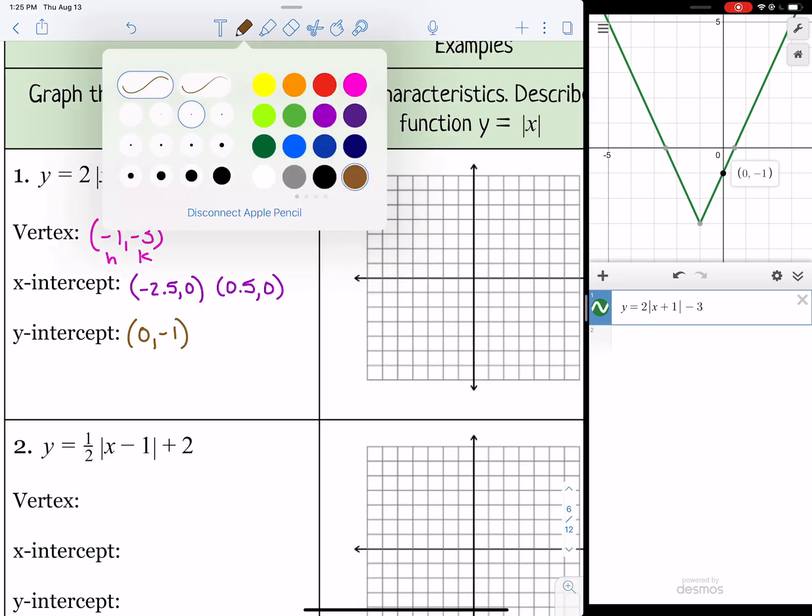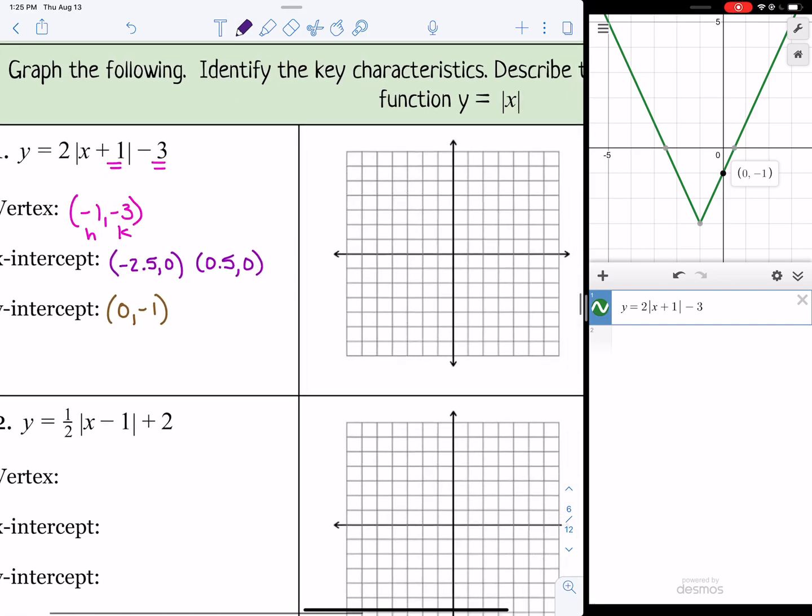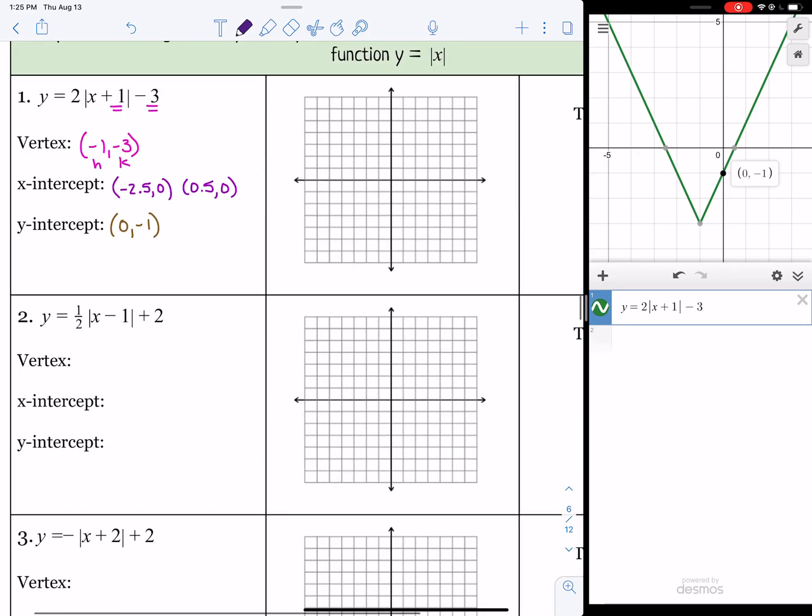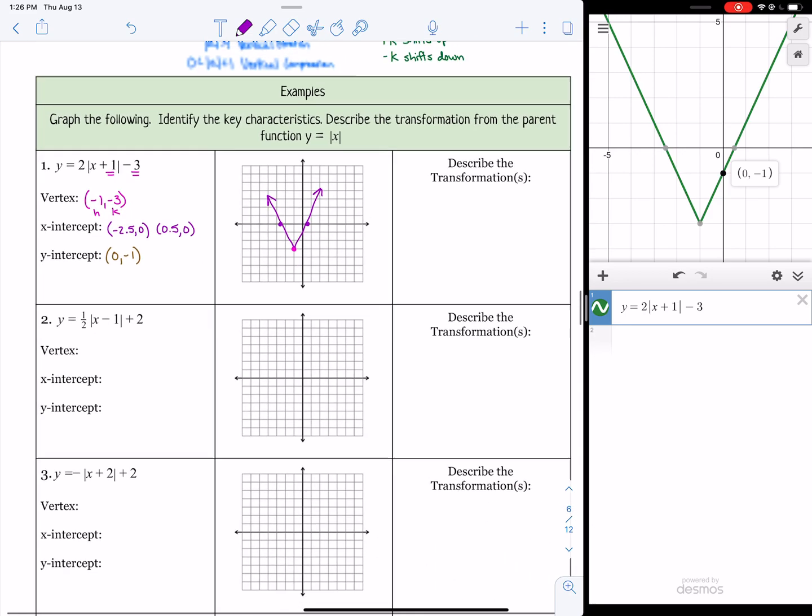Okay, so let's go ahead and sketch our graph. I'm going to use dark purple. So let's put our vertex, I'm going to put that one in pink. -1, -3. I'll just coordinate the colors the way I wrote it out. So the vertex I plotted in pink, and the x-intercepts I'm going to put in purple. So -2.5 and 0.5. And then you can just sketch a decent looking V-shaped function, just like you've seen before.